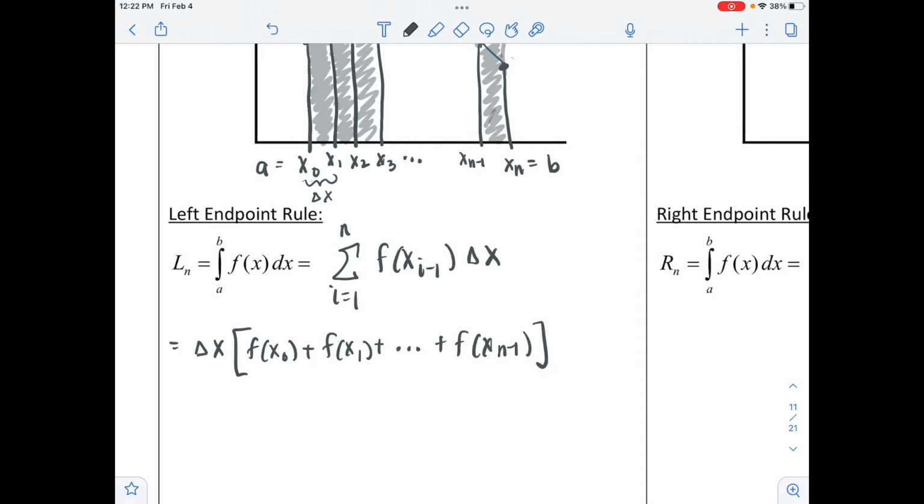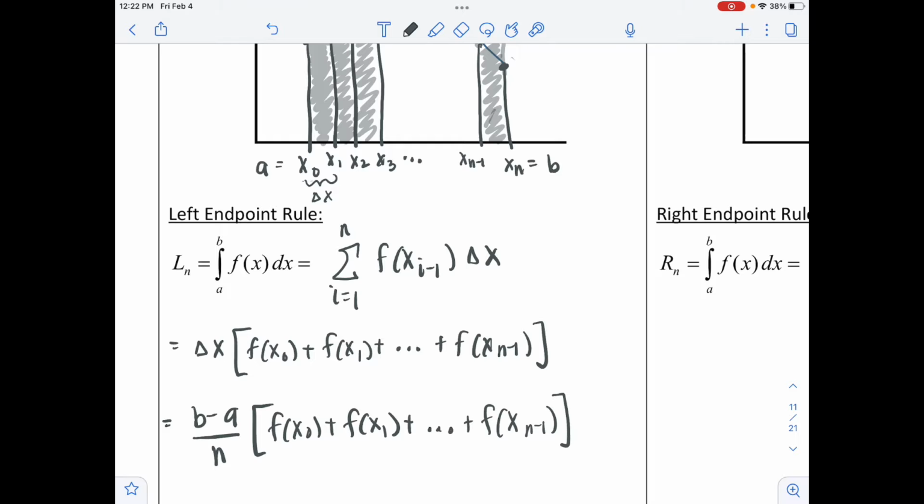In order to find the width, we would take the difference between a and b, so b minus a, and then divide it by however many rectangles we have. In this case, we have n rectangles, so dividing by n. Remember that those rectangles are equal width, so delta x is going to be b minus a over n. And then I'm just going to bring the rest of this down. The f values, our function values, are the heights of those rectangles. And again, we're using left endpoint approximation. So this is how we would use the left endpoint rule or approximation in order to estimate the area under a curve or the antiderivative.